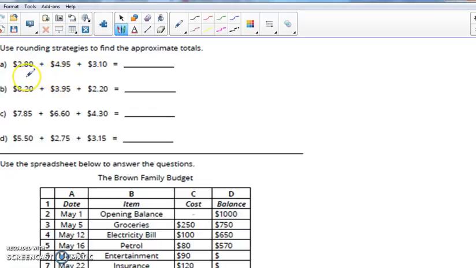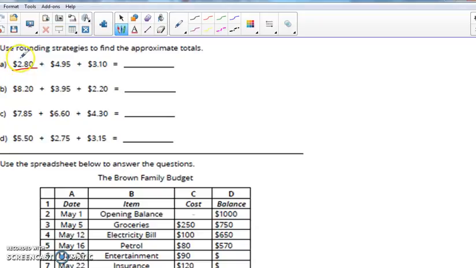Because if you're at the supermarket and you've only got $10 to spend, you want to be able to add up really quickly what the items that you want to purchase are, to make sure you don't get to the cash register and have gone over. So, again, using rounding strategies, let's have a look at this one here.